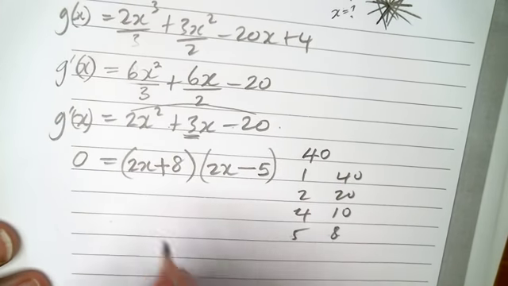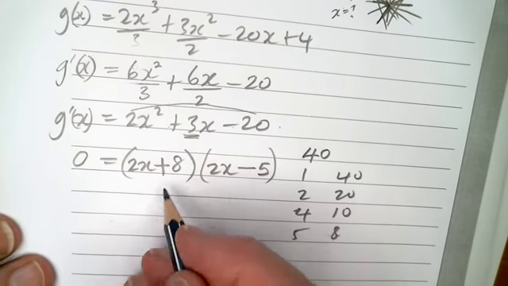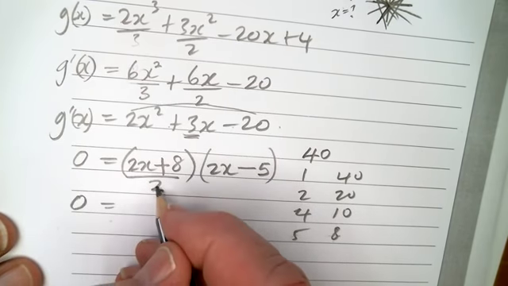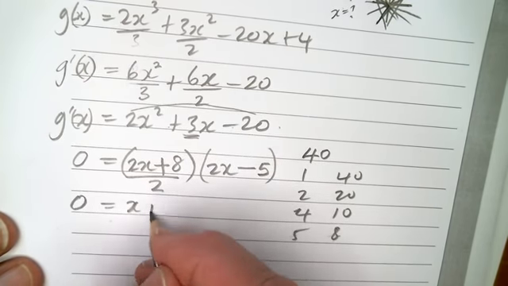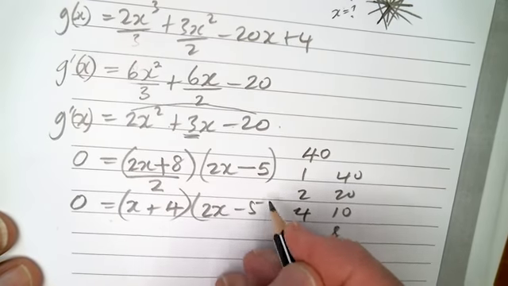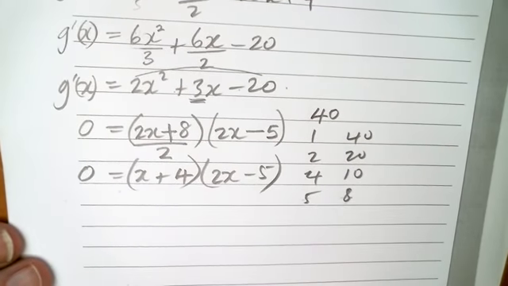All right, let's see if I can do anything with this. Oh, I can divide this by 2. Can't divide that by anything. So 0 is equal to, 2 goes into 2x, x times 2 goes into 8 4 times, and I'm left with a 2x minus 5. There we are. So now I've managed to factorize it successfully.